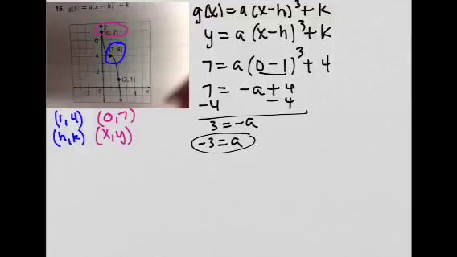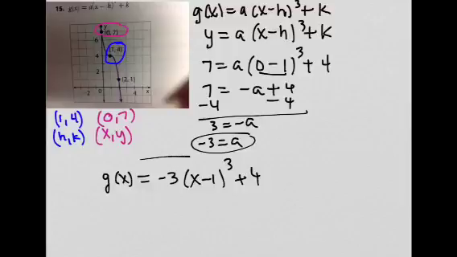So my answer is going to be, oops, not f of x, but g of x equals negative 3 times x minus 1 cubed plus 4. And that's it for that one.